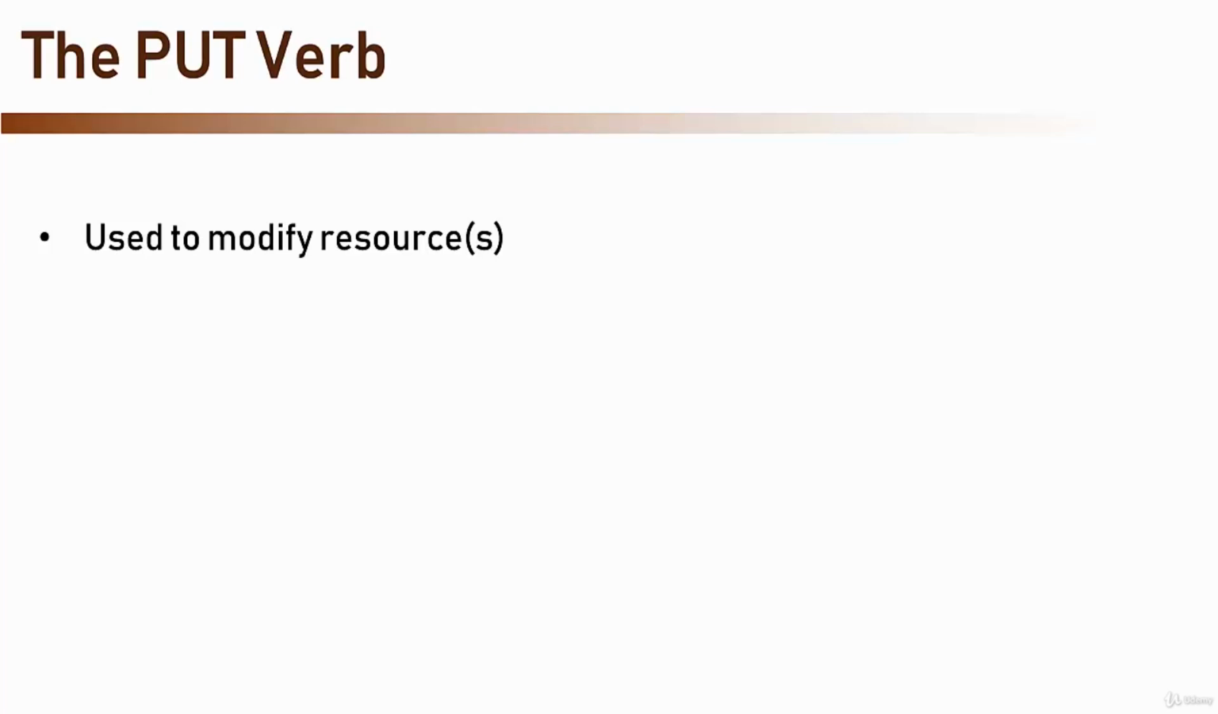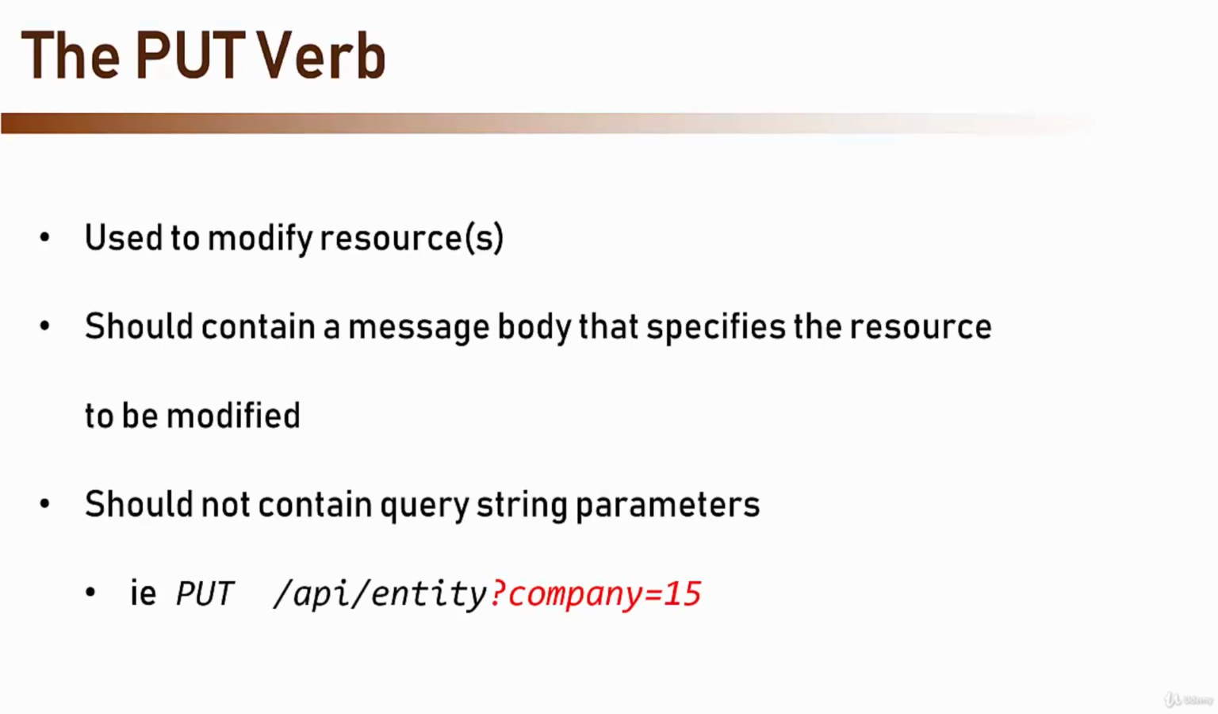The rest of what you need to know about the PUT verb is quite similar to what we said about POST. A PUT request should contain a message body that specifies the resource to be modified. A PUT request should not contain query string parameters, and you see an example here. So in this example, you should not include the company equal 15 parameters. Again, because it's quite similar to the POST verb.